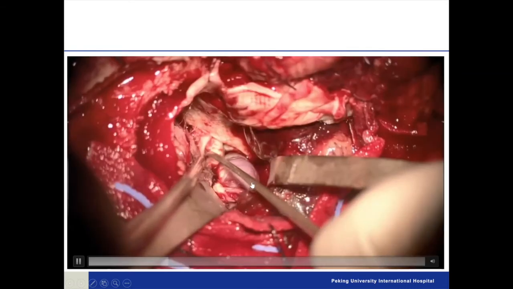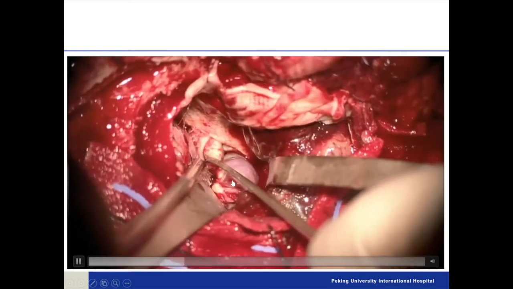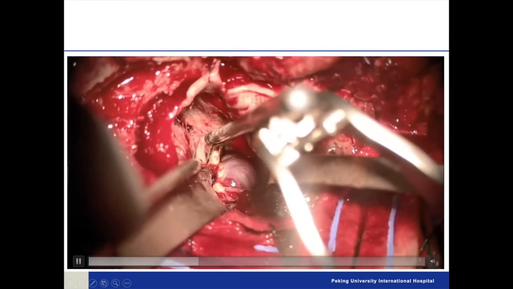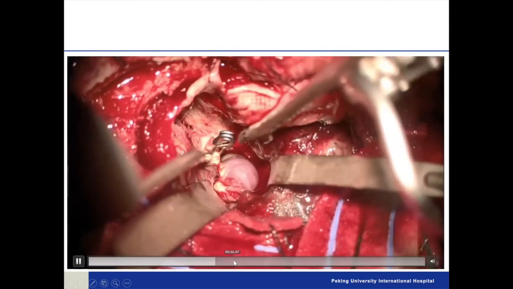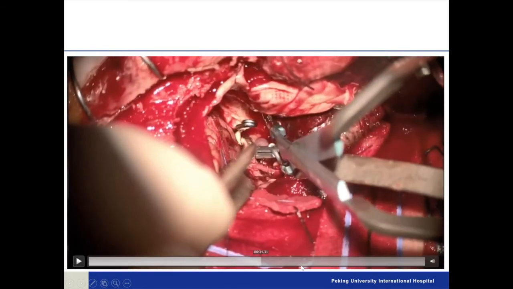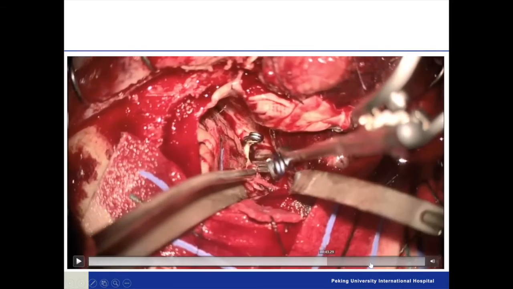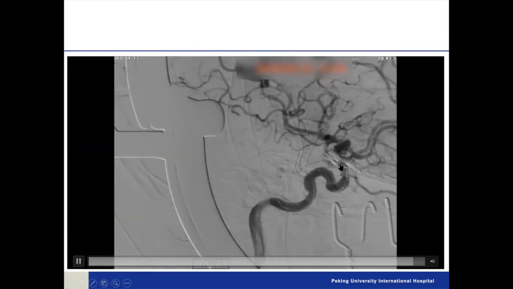But after we use the balloon here, now we can see the aneurysm become pink, not so reddish. And then we can easily put the clips on, and we can see what happened just in the OR. So that's the MEG, the neurophysiological monitoring, to confirm everything is okay.